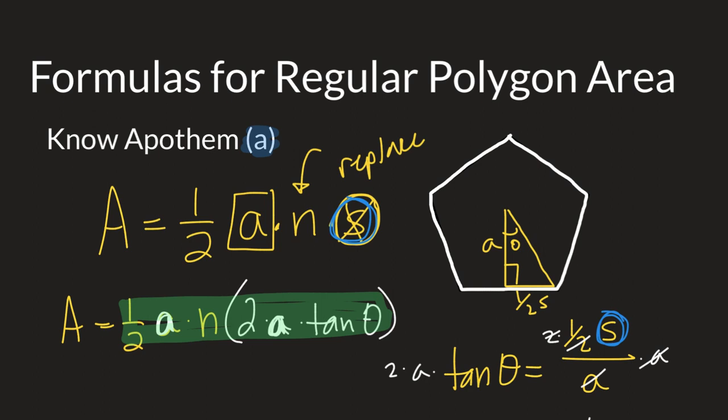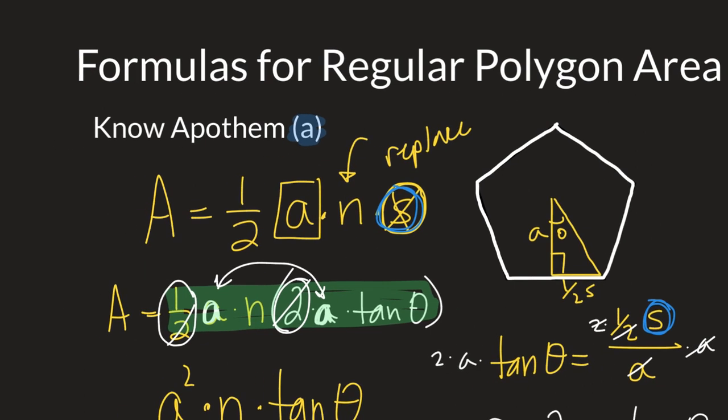So let's see what happens. We have some like terms. There's 1/2 and 2. Half of 2 is just 1, so we don't have any numbers in there. I have A times A, which is A squared. I have the variable N, which is the number of sides, and then I have the tangent of my angle. So this is a very simple formula if you know the apothem.